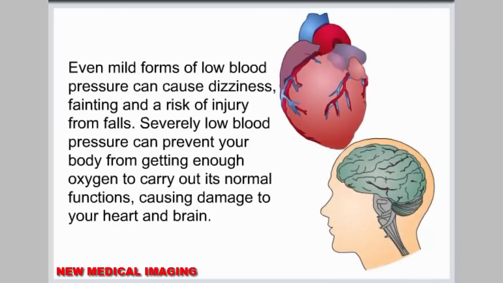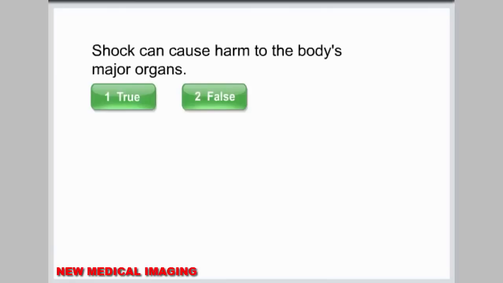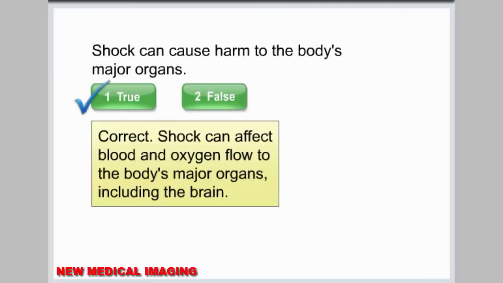Even mild forms of low blood pressure can cause dizziness, fainting, and a risk of injury from falls. Severely low blood pressure can prevent your body from getting enough oxygen to carry out its normal functions, causing damage to your heart and brain. Shock can cause harm to the body's major organs. Select true or false. Correct. Shock can affect blood and oxygen flow to the body's major organs, including the brain.